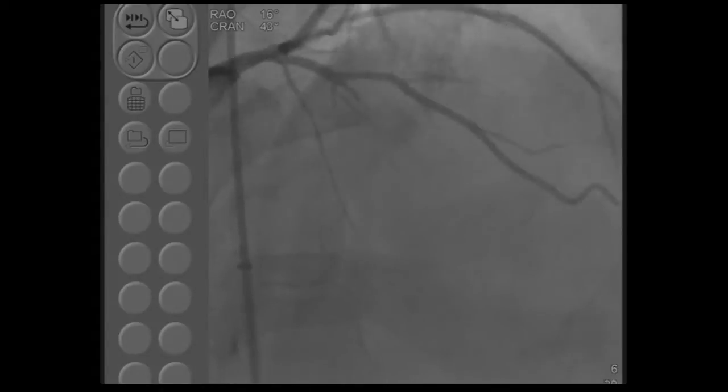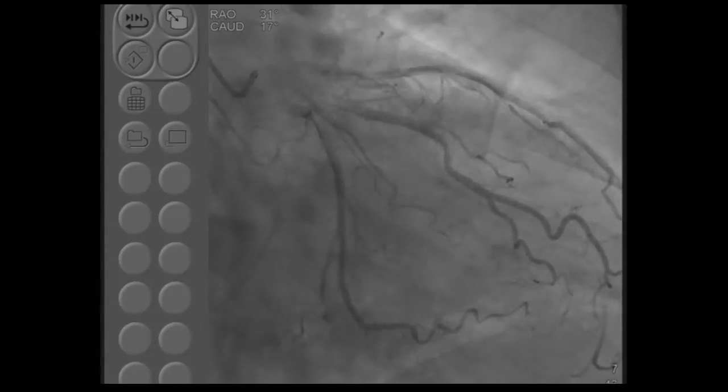Proximal LAD is okay, and the LAD essentially is filling from the large diagonal. You have a nice big epicardial collateral that's filling the distal LAD. And this is the RAO view, we're just confirming the same, with moderate disease of the OM.